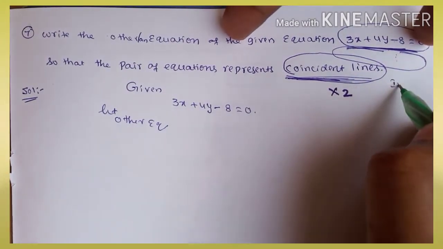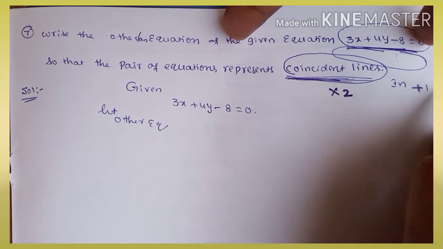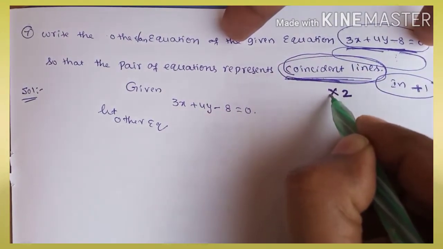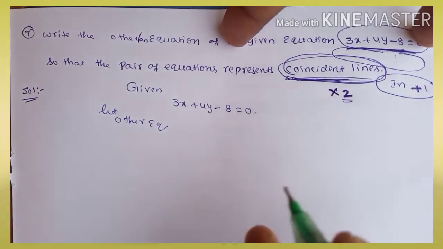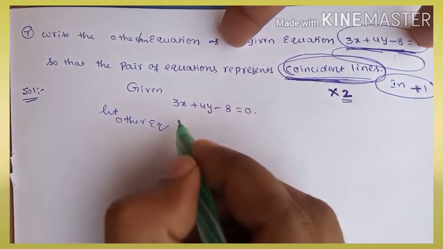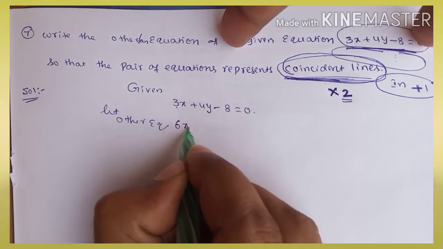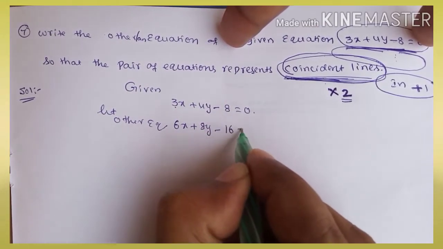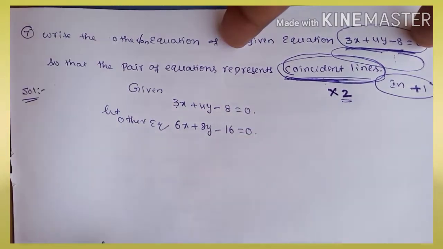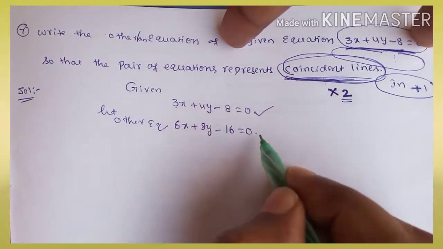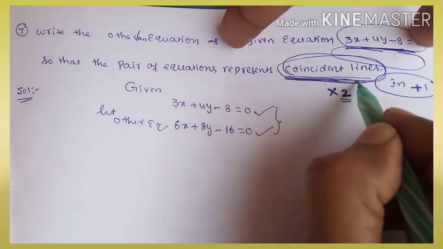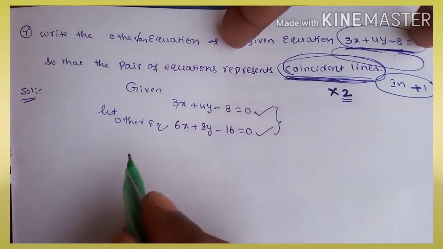If it is intersecting, add the value 1, this is the keyword. If it is coincident lines, multiply with 2, that is the second keyword. If it is coincident, so 3 2s are 6, 4 2s are 8, 8 2s are 16 is equal to 0. This is the given equation, this is your example equation. So this pair must be coincident lines, you can check.